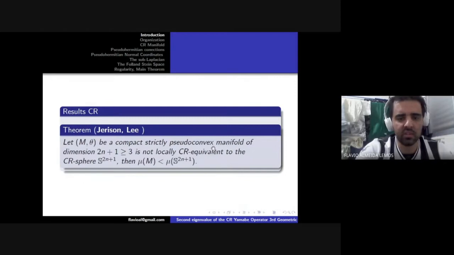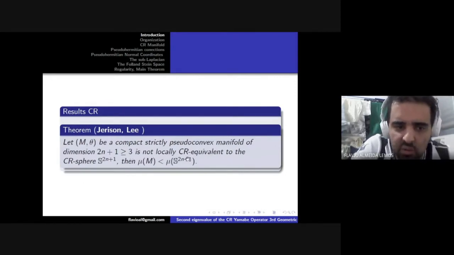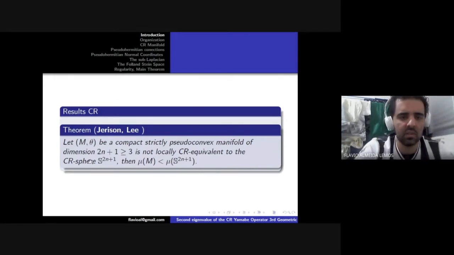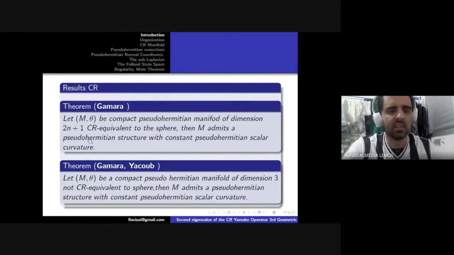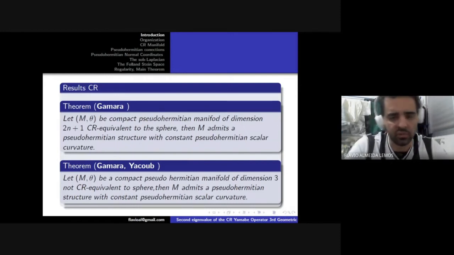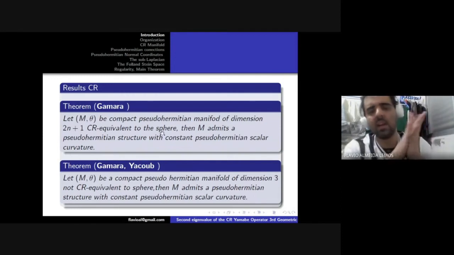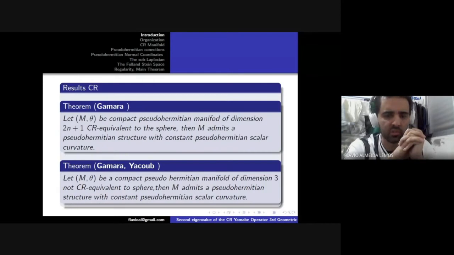We have the proof, and the CR manifold is not locally CR equivalent to the sphere. Okay. The complete solution of the Yamabe problem in CR geometry: let (M, theta) be a compact pseudo-Hermitian manifold of dimension 2n plus 1, CR equivalent to the sphere. Then M admits a pseudo-Hermitian structure with constant pseudo-Hermitian scalar curvature.